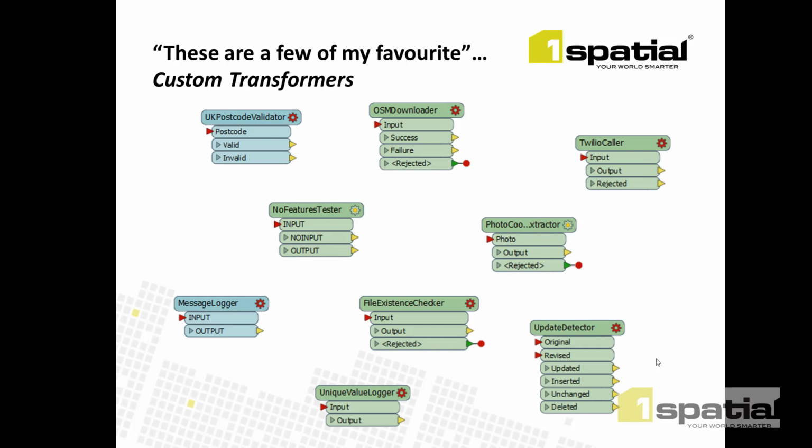The unique value logger is a particular favorite of mine. It allows you to filter a field based on the unique values that are stored in that column and list them out into the log window, and it also provides you with a count of how many there are of each category, of each classification.